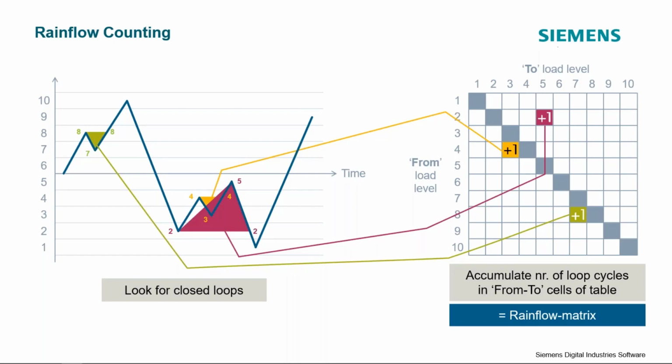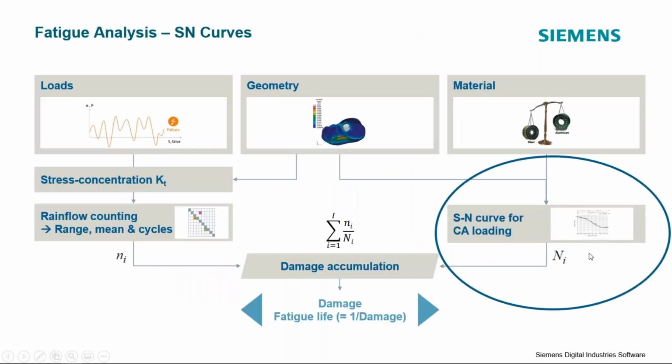So the rainflow matrix describes the load history that our component, our part, is undergoing. And now we'll use that in conjunction with some material properties, namely an SN curve, to calculate the amount of fatigue damage that our part might experience.